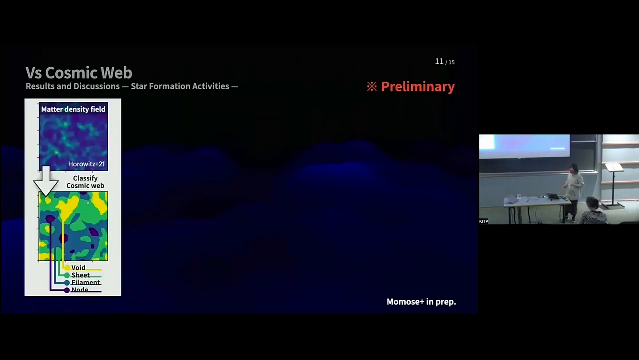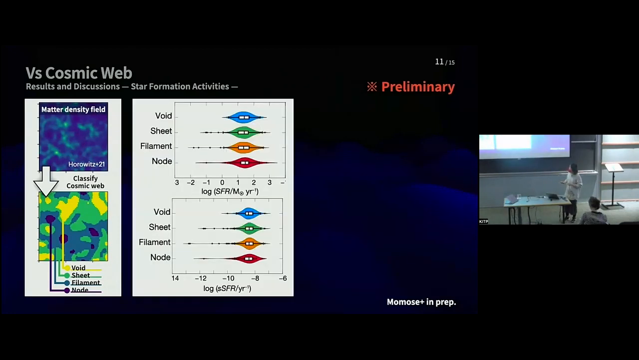Okay, next, I switch to the topic of the dependence on the cosmic web. Again, we classified the cosmic web into four regions: void, sheet, filament, and node. First, we examine the entire trend in the violin plot. Different colors indicate different cosmic web structures.